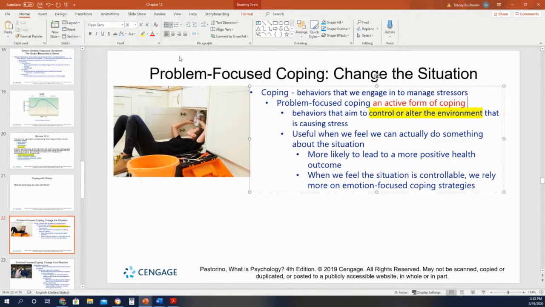So two more things before we move on to emotion-focused coping. These are more likely to lead to positive health outcomes because you're actively dealing with the stress and removing the thing that's causing the stress. And then, like I said previously, when you feel you can control the situation, you use problem-focused coping. So when you think the situation is uncontrollable and there's nothing you can do, you're going to rely more on emotion-focused coping.